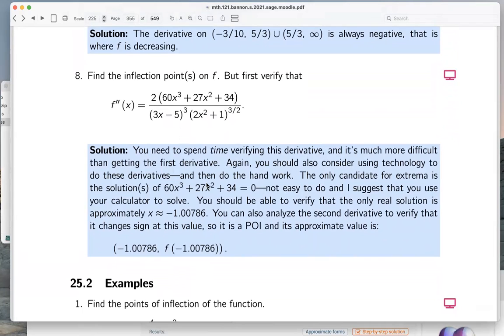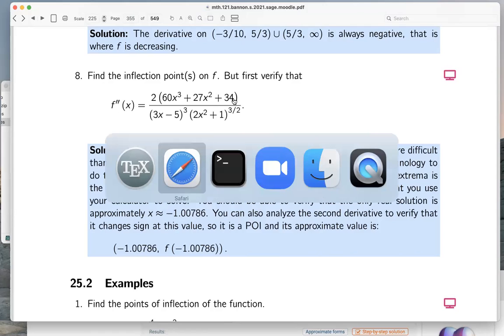The only candidate for extreme is this thing over here. I should say the only candidate for, not for extrema, I should correct that. That should be for the change in concavity. Not easy to do, and yes, you use your calculator to solve this. You should be able to verify that only one real solution. You know what? I got to go back and wonder why I'm not getting the real solution to that problem.